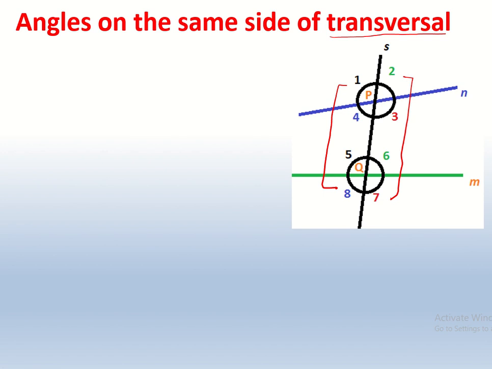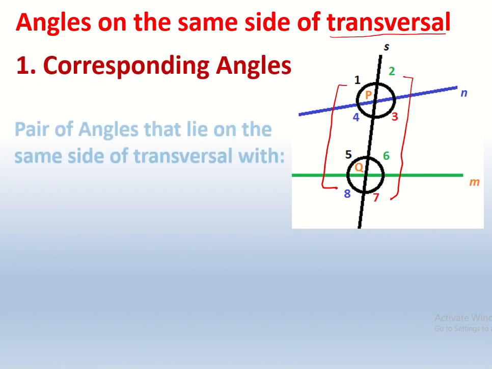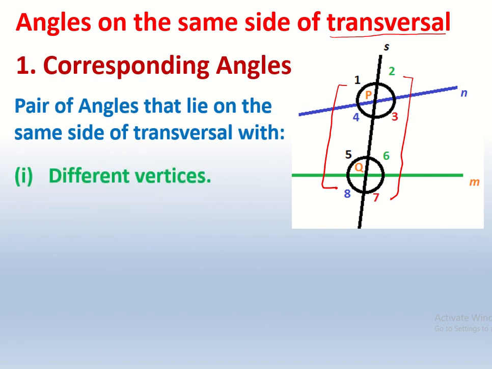So the first point is that the pairs of angles we take should have different vertices. The first pair that we are taking here is corresponding angles, and it is simple. It says pairs of angles that lie on the same side of the transversal, as we have taken this group on the same side of the transversal. Then we have these angles on the same side: 1, 4, 5, 8, 2, 3, 6, 7.